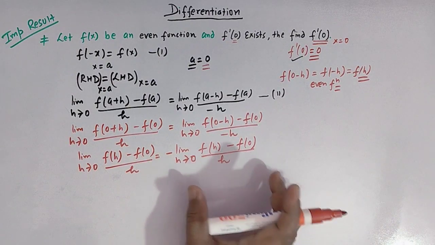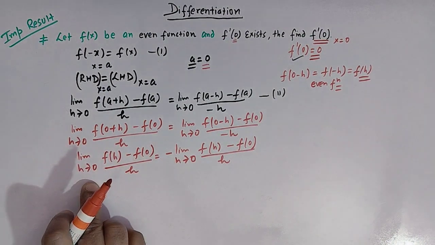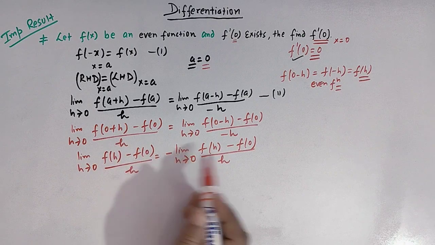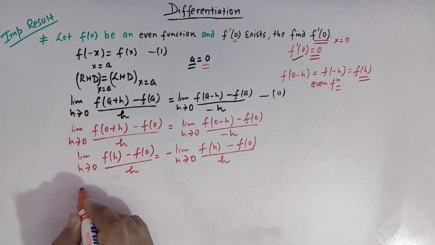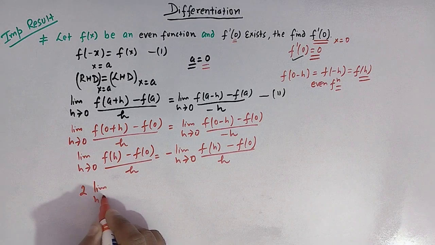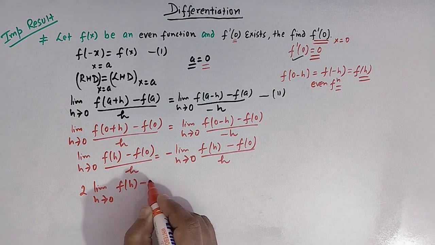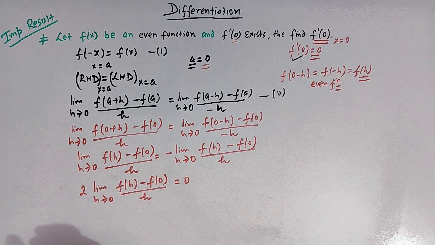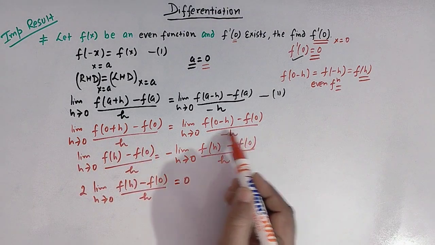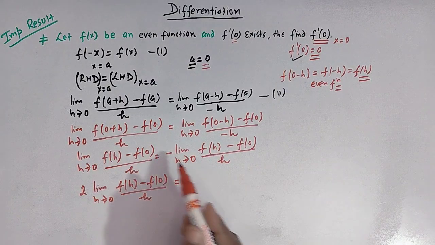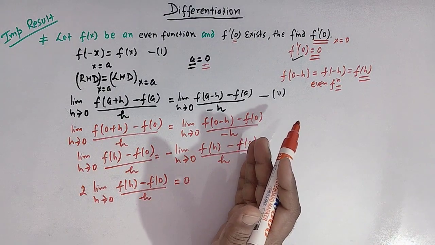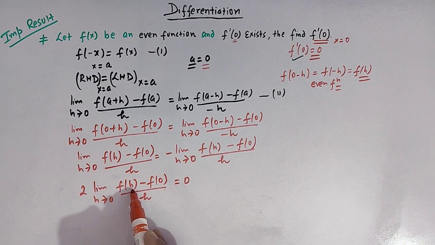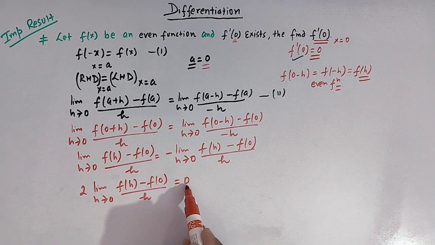So now we can take this expression to this side. Now see, this expression and this expression both are same. So when we take this expression to this side, we'll get 2 times of limit h tends to 0, f of h minus f of 0 divided by h is equal to 0, right? Because this limit and this limit, both the expressions are same, and here we have the negative sign. So when we take this expression to the left hand side, we'll get 2 times of limit h tends to 0, f of h minus f of 0 divided by h is equal to 0, right?